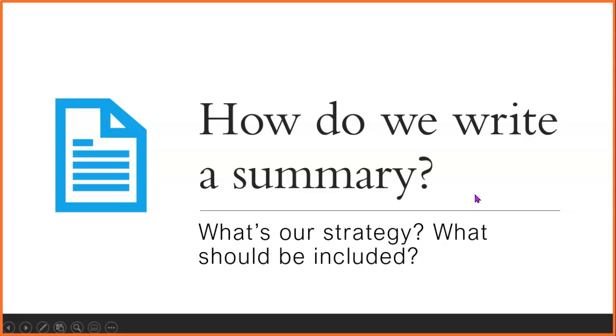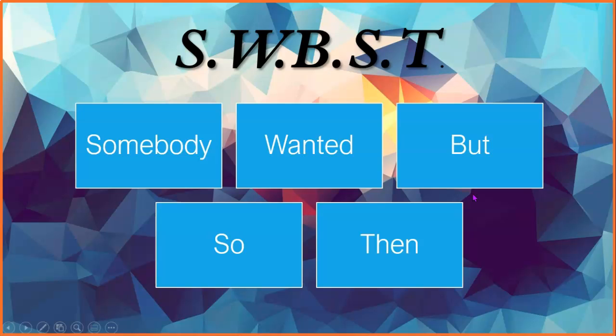Again, it has only the most important ideas, and it's going to focus mainly on the main character. So, how do you write a summary? What's our strategy? How do we know what to include? If you remember back to when we first read The Sweetest Fig, our strategy is called Somebody Wanted, But So Then.